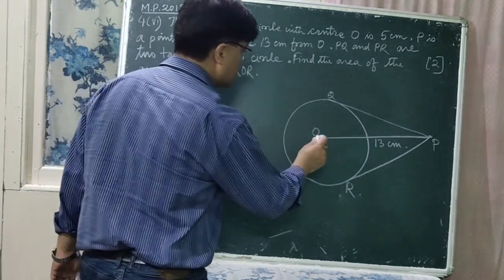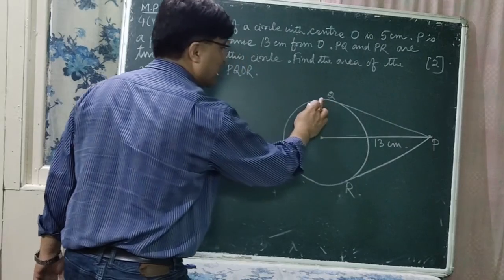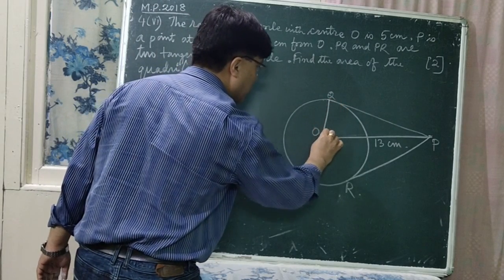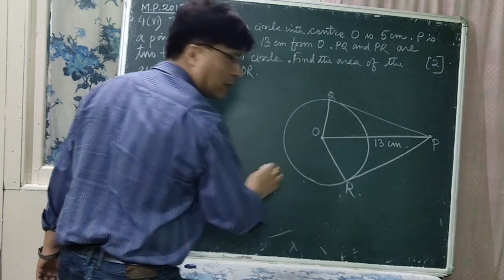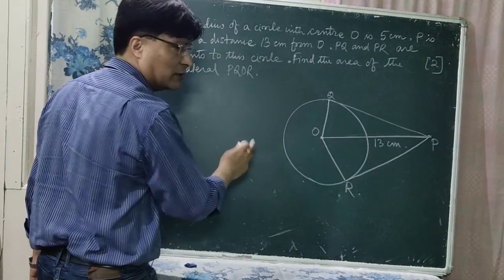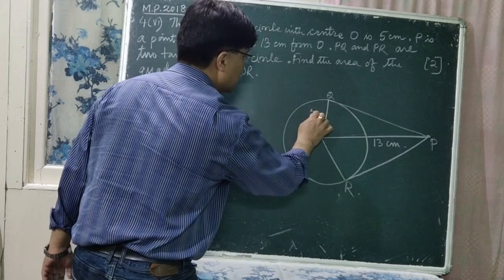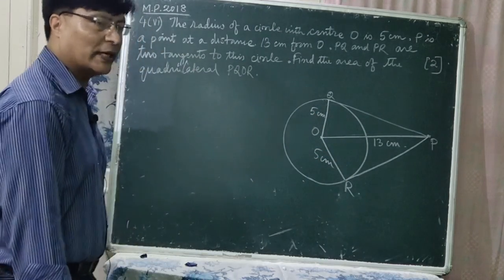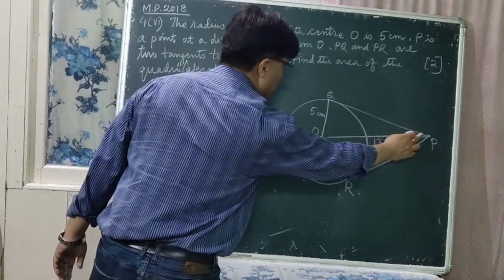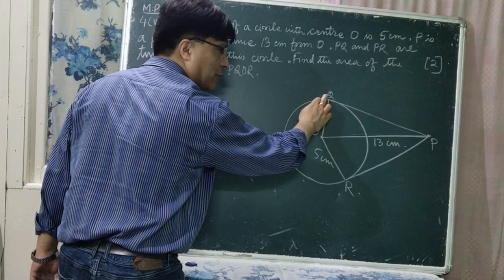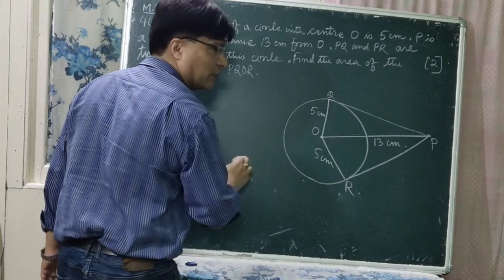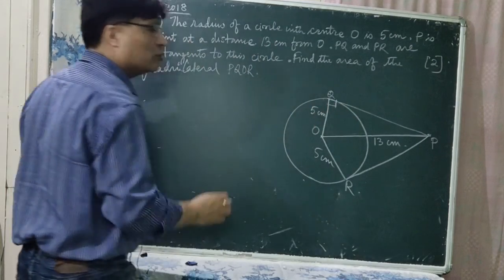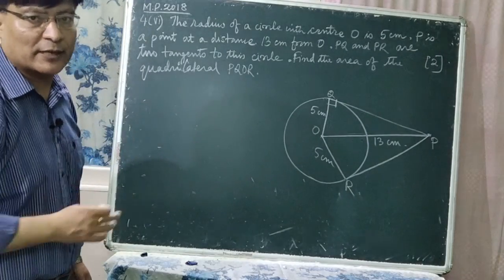Okay, so now PQ is drawn tangent to the circle, so Q is the point of contact here, and also you join O and Q and O and R. So these are the radii of the same circle, that means they are equal. This is 5 centimeter, this is also 5 centimeter. Okay, so now PQ is a tangent to the circle at the point of contact Q, and OQ is the radius through the point of contact Q. That means OQ is perpendicular to PQ. We did this theorem in the previous class, isn't it?